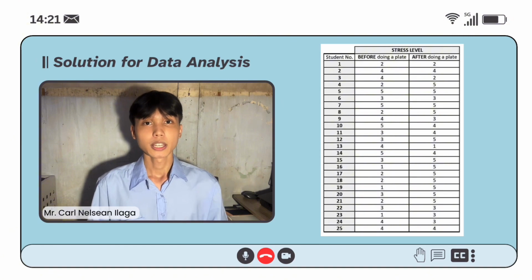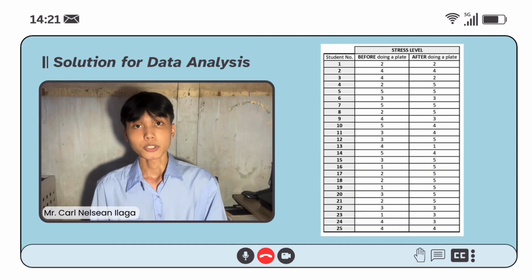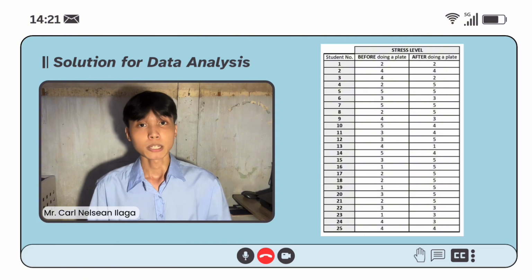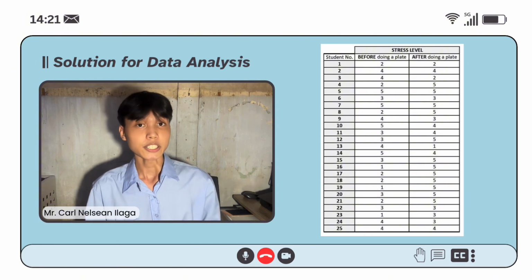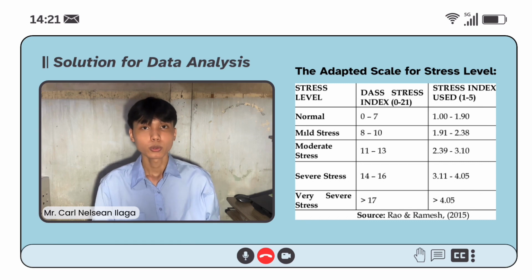Explanation of the solution. After gathering the data, the members extracted it into two sets, shown through the columns of the stress level before doing a plate and after doing a plate. It can also be noticed that the sample size is 25, as it is the minimum requirement in garnering a normal distribution. Now in finding a relationship between these data, which incorporates two variables that are separated by time, it is suitable to use the t-test, specifically the paired two-sample for means.